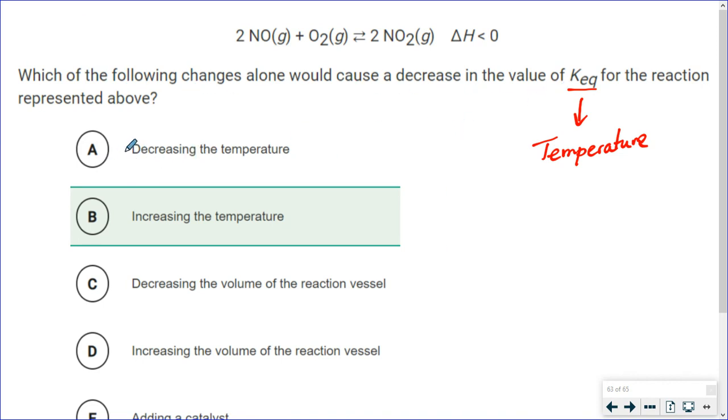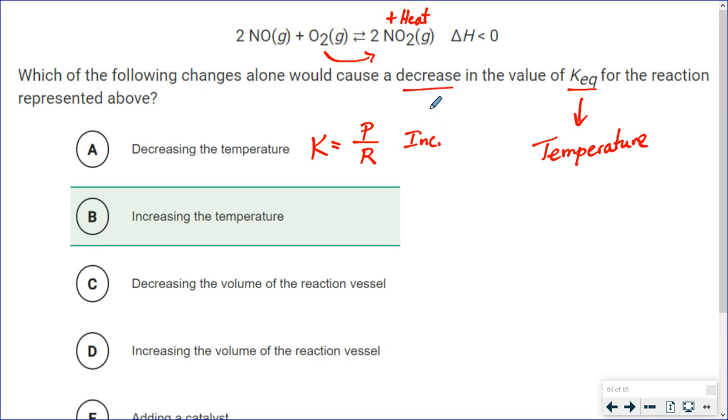Let's look at decreasing temperature. Delta H is less than 0, so we'd have plus heat on the product side. That means if we decrease the temperature, we'd remove heat from the scenario, and this reaction would want to replace that, and it'd shift to the right. What would that do to K? Well, K equals products over reactants. If we shift to the right to reestablish equilibrium, we're going to have more product and less reactant, so we'd increase our K.